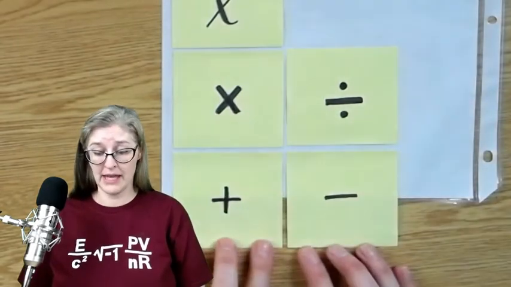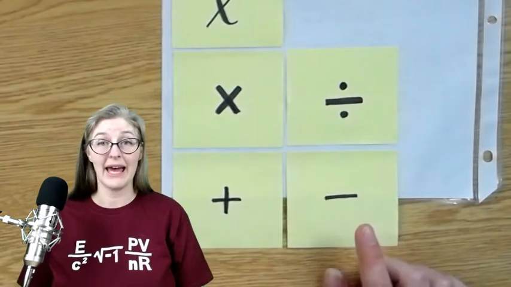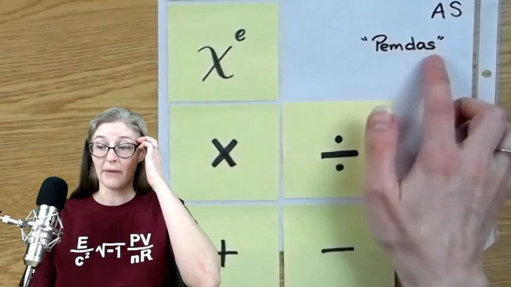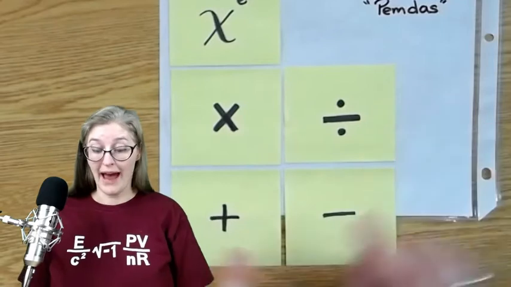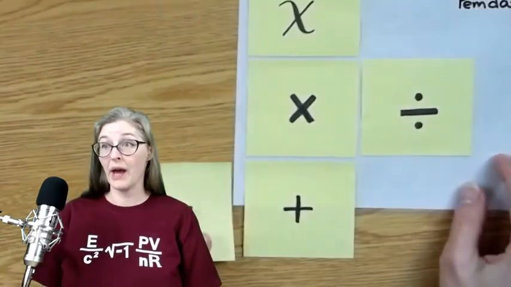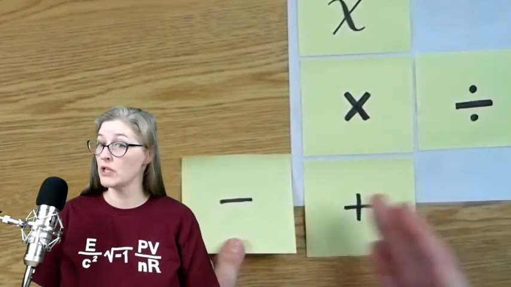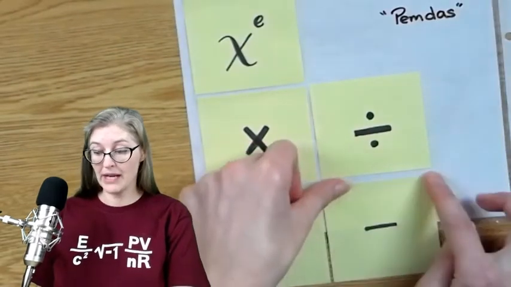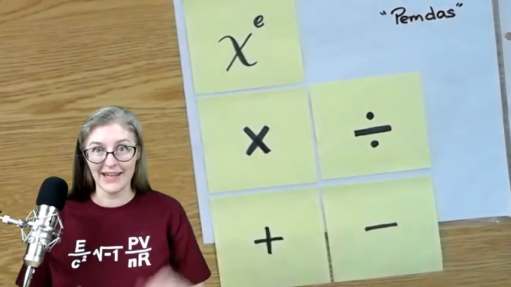Now, the next thing that you're going to do, the very, very last step, is adding and subtracting. This is where you get the A and the S from PEMDAS. Now, again, sometimes people think you have to do addition first and then you do subtraction, but if you have a subtraction problem that comes first, you'll do it in the order that you read it, from left to right.